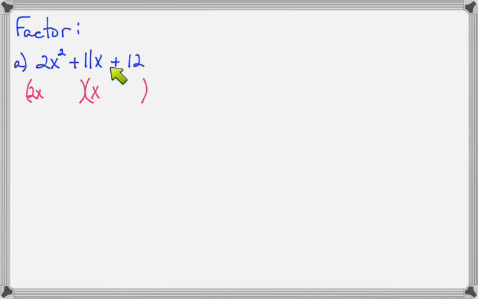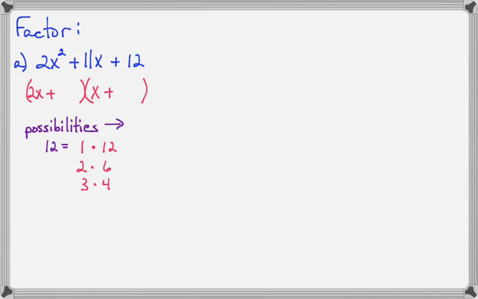Now let's do the signs. This times this made a positive answer, so the signs are the same. And if they're the same, they're going to both be plus. So put down your two plus signs. Now, last times last makes 12. The factors of 12 are 1 times 12, 2 times 6, and 3 times 4.